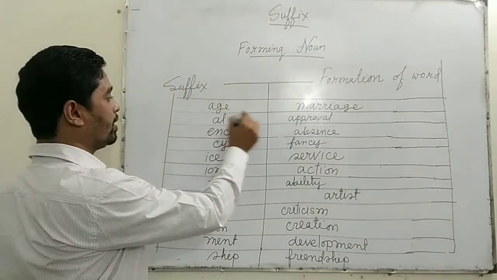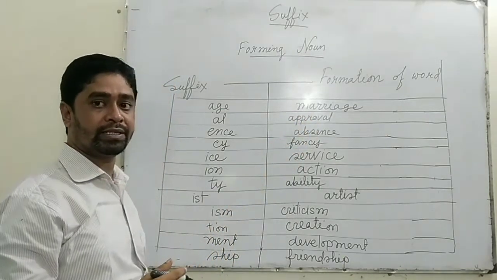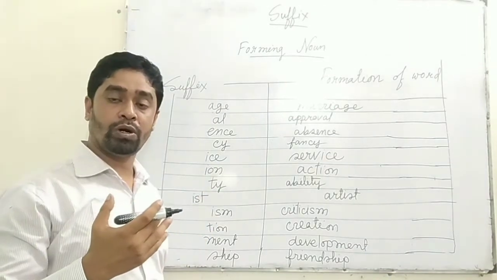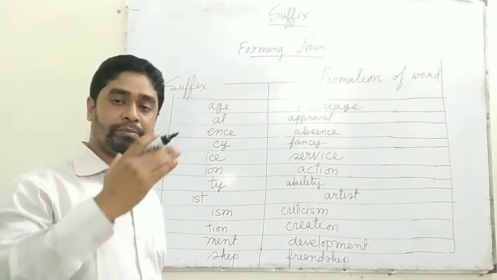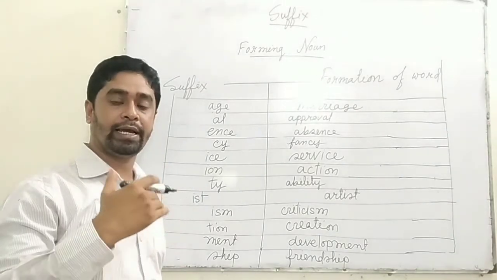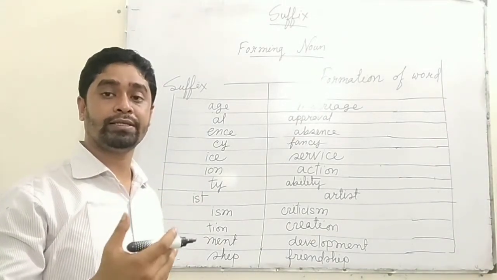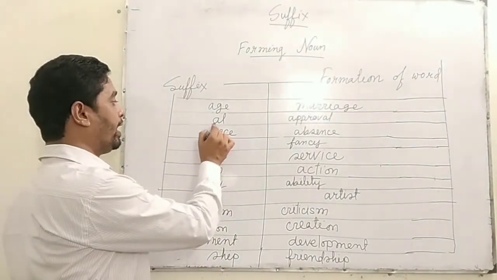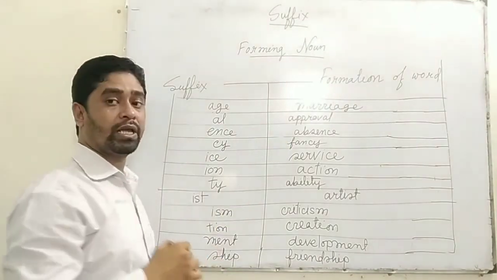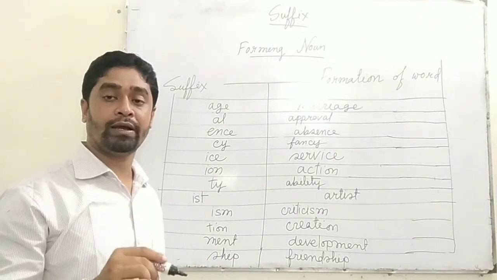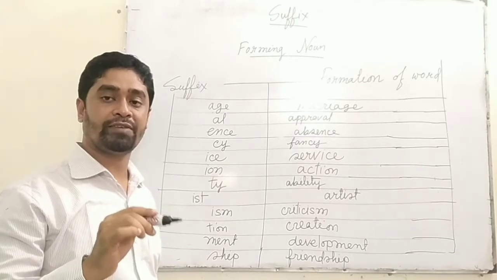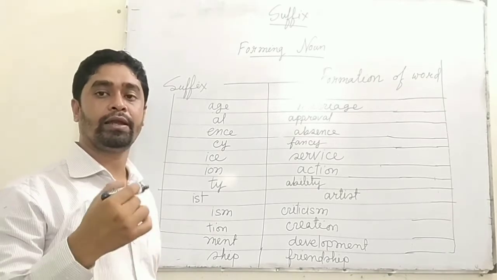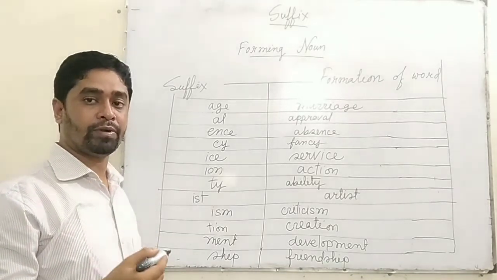Age, it creates marriage, that is a noun. Here the base word is marry. After marry, age is added and it makes a noun, that is marriage. In this way, al creates a noun, approval. Here the base word is approve, after that al is added and it creates a noun, that is approval.